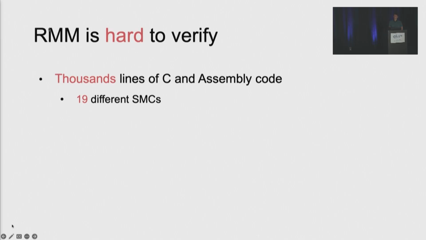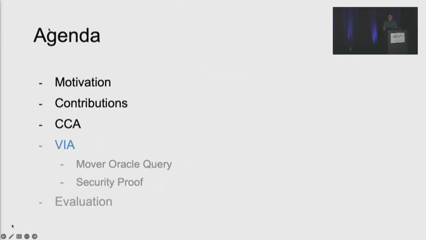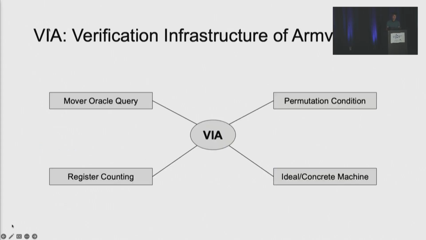A single bug in RMM may compromise the security properties of the entire system. To guarantee RMM implementation contains no bugs, we must address all previously mentioned verification challenges and fully verify RMM's correctness and security guarantees. Then we'll talk about how to verify RMM using our new verification framework, VIA.